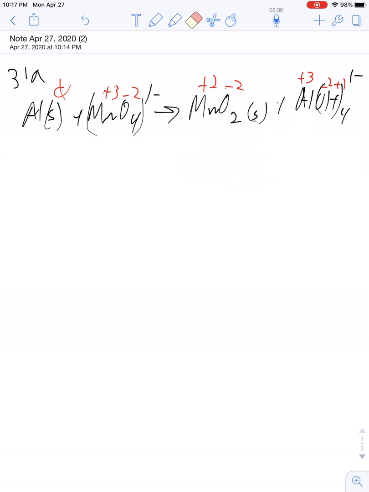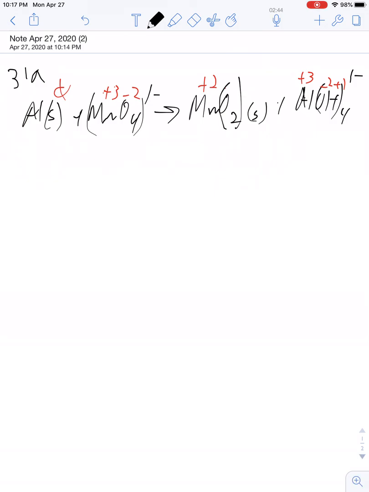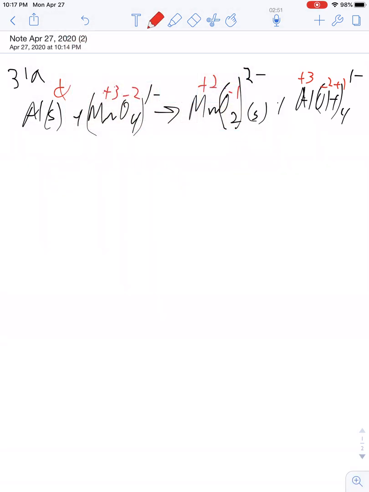So this is a peroxide with each oxygen having a -1 charge on it. Okay? That's manganese peroxide. That's how I know it's manganese. That's how I know it's a peroxide. All right, so now we've got our reduction. My oxidation is the aluminum.